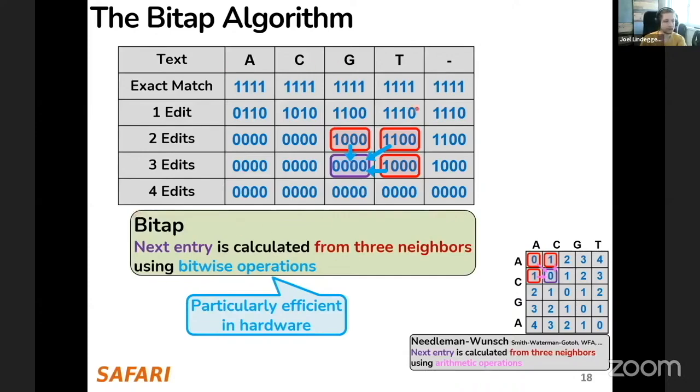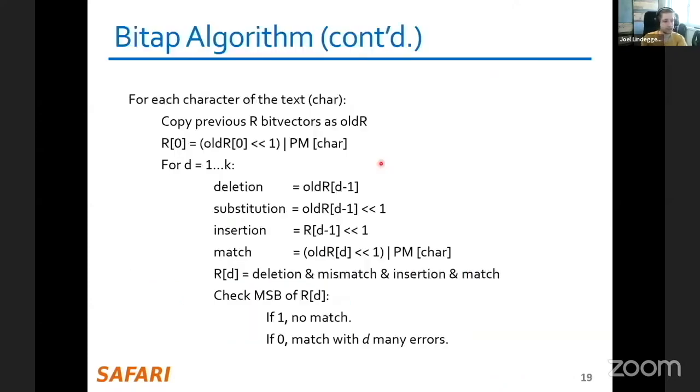Okay, so this is how this table looks visually. Let's briefly look at some pseudocode of this algorithm. So this BiTAP algorithm, as I promised, uses only bitwise operations. So some bit shifts here. This is a bitwise OR, and then there's some bitwise ANDs in here, but it has some drawbacks.